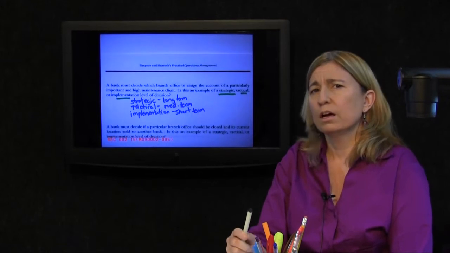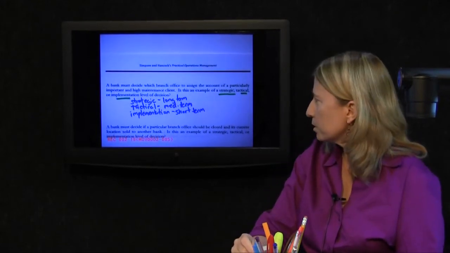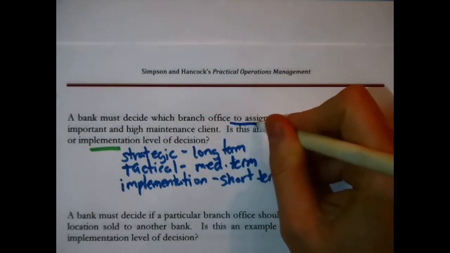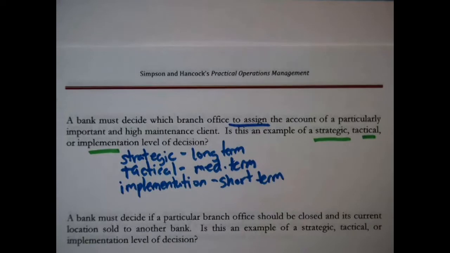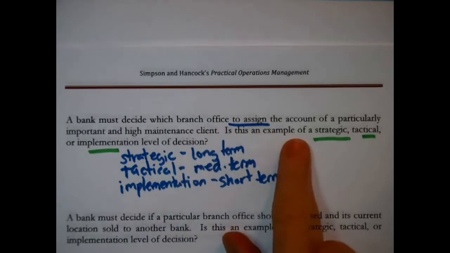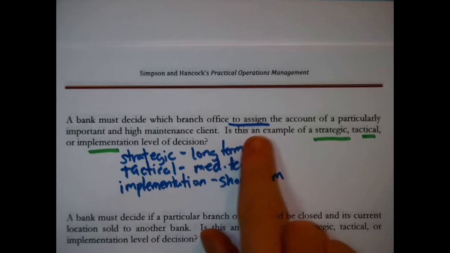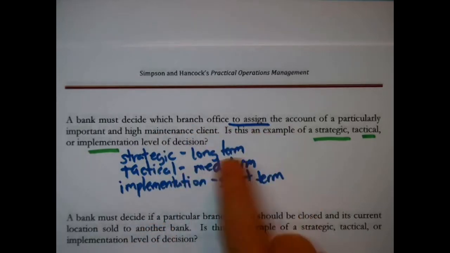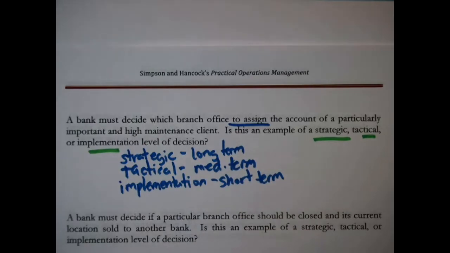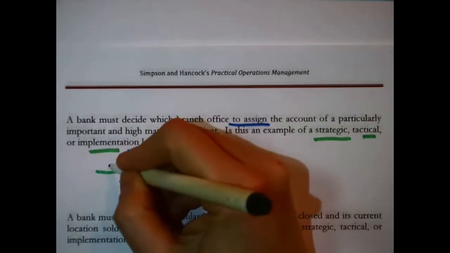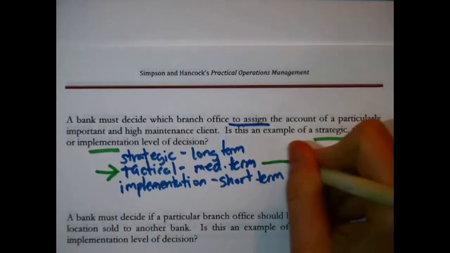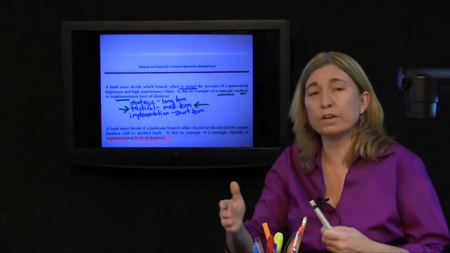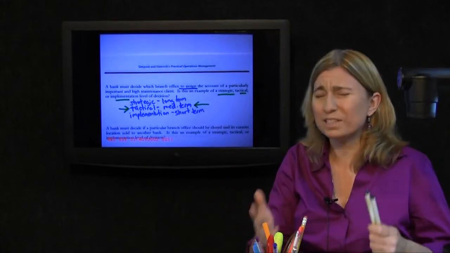I'm looking at this example. It says they must decide which branch office to assign. The other sort of alert here is the word assign. This is an important decision, certainly. But if they decided on a certain branch office and then they were to change their mind, you wouldn't be stuck with the decision for years. That's indicating that the best fit for which level would be tactical.